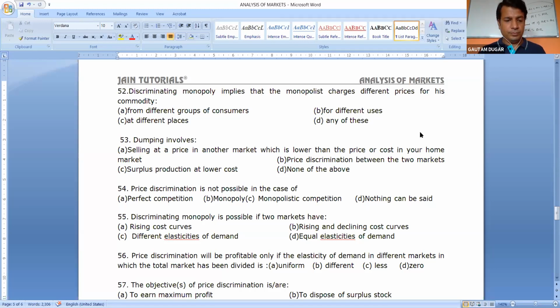So, if you're talking about question 52, discriminating monopoly implies that the monopolist charges different prices for his commodity from different groups of consumers, for different uses, at different places. Any of these, at different places, also is possible. I explained for different uses and from different groups of consumers. Everything is possible. So for 52, the answer is B. Yes, any of these is the answer.